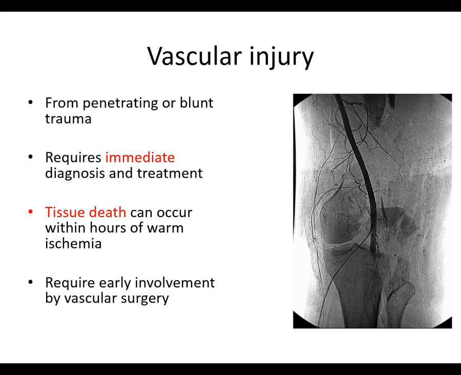Vascular injuries can occur from penetrating or blunt trauma. They require immediate diagnosis and treatment. So here you have an example of somebody with an open distal femur fracture, and you can see the popliteal artery come to a halt right about here, and it just stops. You've got some collateral circulation, but that's a problem. Tissue death can occur within hours with warm ischemia, and it requires early involvement by a vascular surgeon.